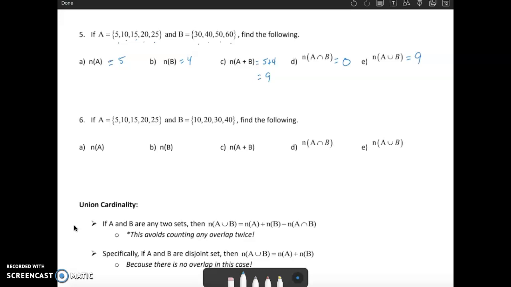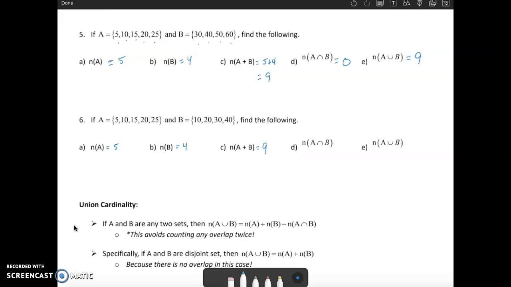Okay, so now in number 6, we have 2 different sets. A is still the same set. A is 5, 10, 15, 20, and 25. But B has changed. B is now 10, 20, 30, and 40. The number of elements in A has not changed. That's still 5 elements. And the number of elements in B has not changed. That's still 4 elements. So the number of elements in A plus B has also not changed. That's 9.